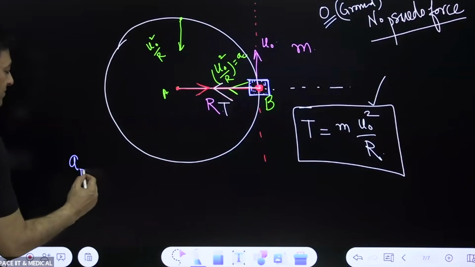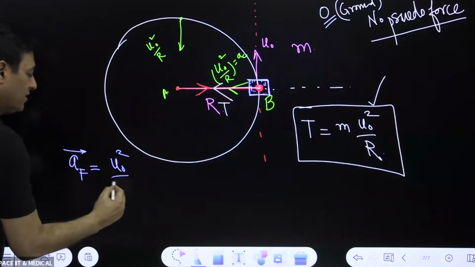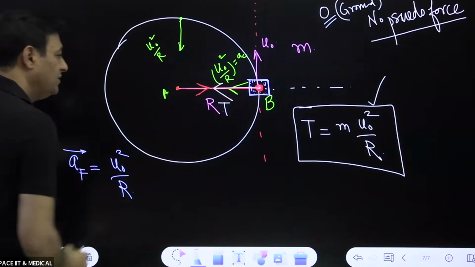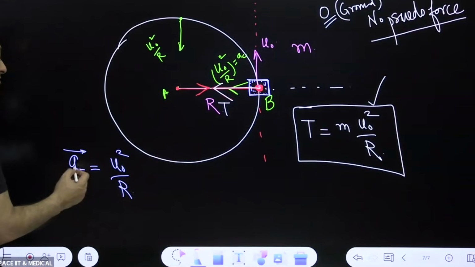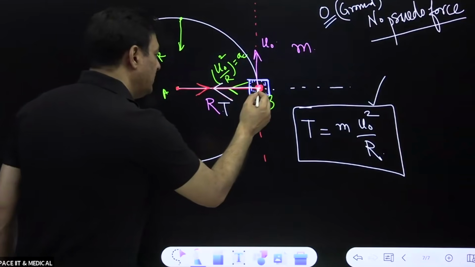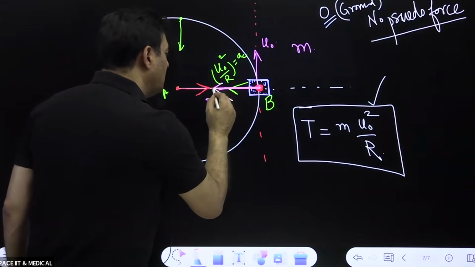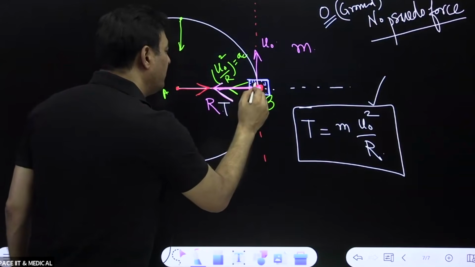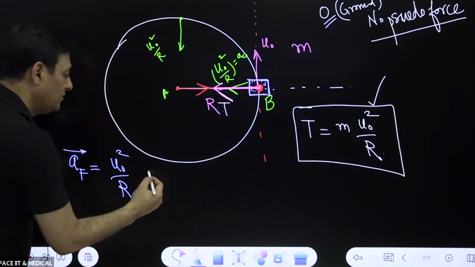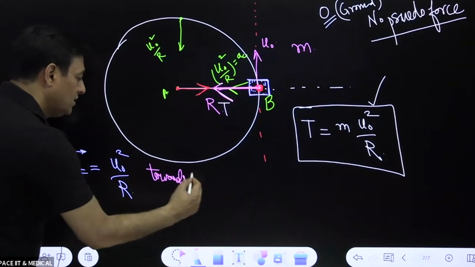What is the acceleration of the frame? U naught square by r, correct. In which direction? एक्सेलरेशन ऑफ द फ्रेम किस डायरेक्शन में है? Towards the center, इस डायरेक्शन में है. Whenever a body is moving in a circle of radius r, it has a centripetal acceleration. Therefore the frame also has an acceleration towards the center.